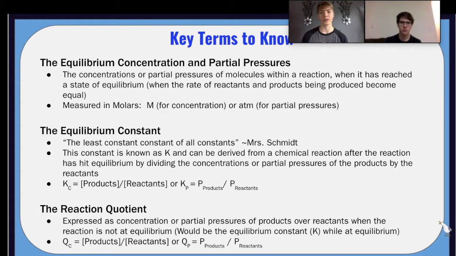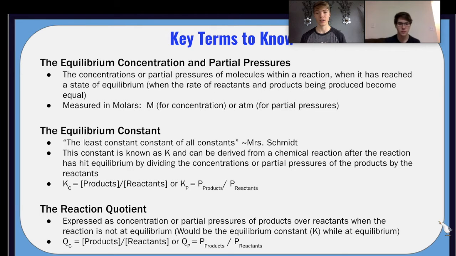So before we start, here's some of the key things you're going to want to know. The equilibrium concentration and partial pressures: the concentrations or partial pressures of molecules within a reaction when it has reached a state of equilibrium, which is when the rate of reactants and products being produced become equal. And this is measured in molars, which M is short for, and that's used in concentration, or atm for partial pressure.